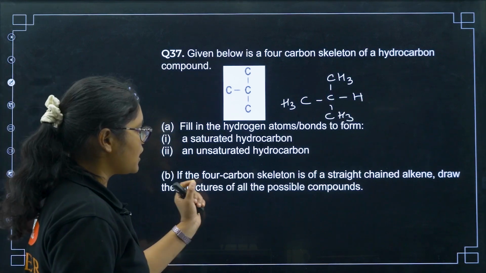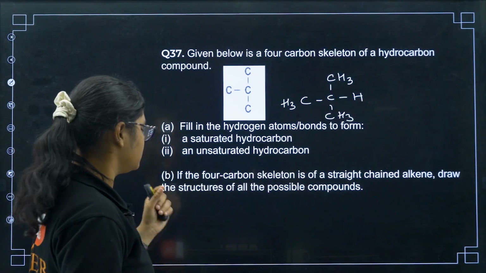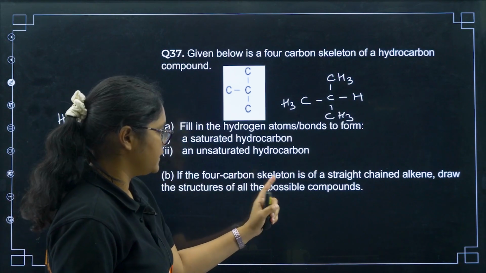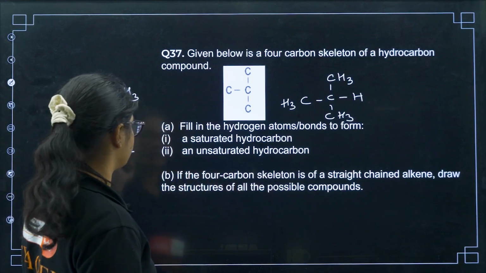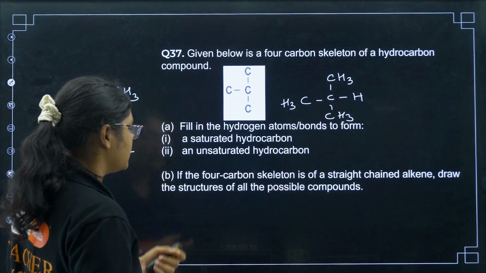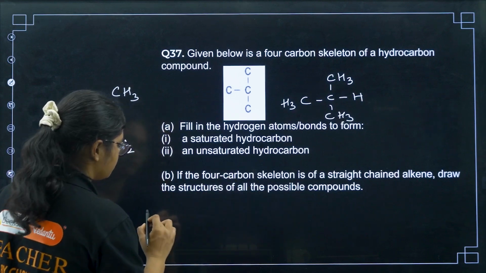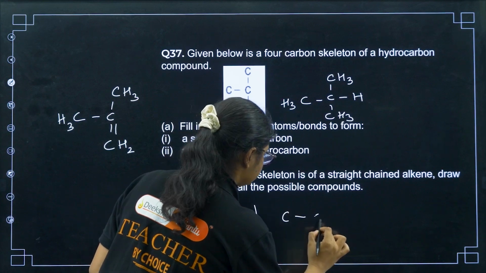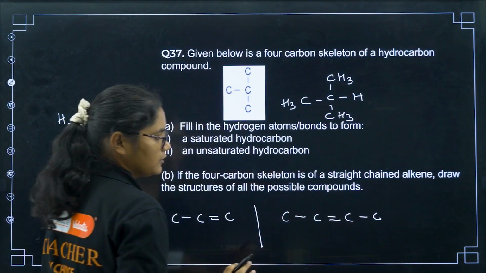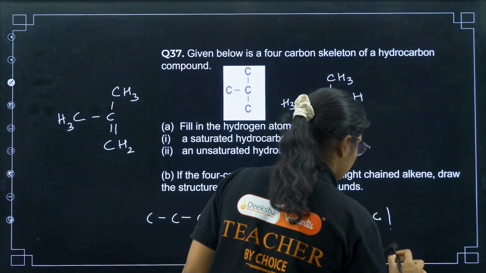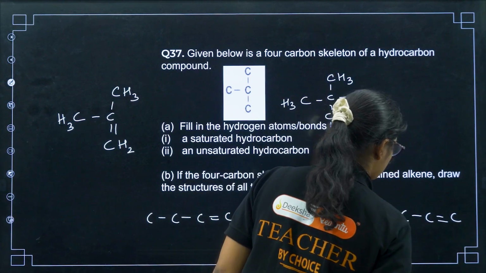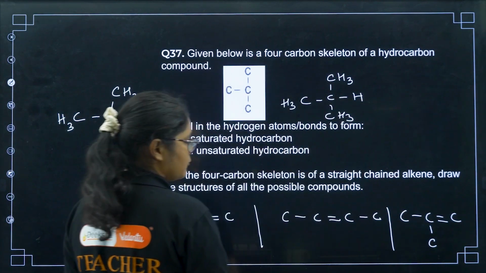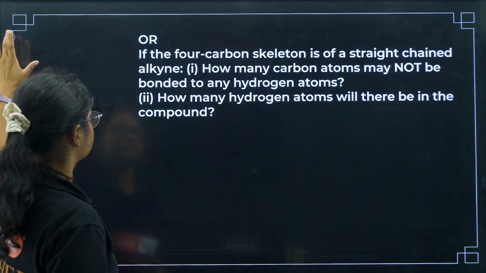Okay, now if the 4 carbon skeleton is of a straight chained alkene, draw the structures of all the possible compounds. If you have a straight chain like this, this is one possibility. Another I can make by putting the double bond between 2 other carbons. Next, what we have already done, we'll have a 3 carbon chain and I will have a CH3 group here. I think those are the 3 possibilities. Let us see the options.